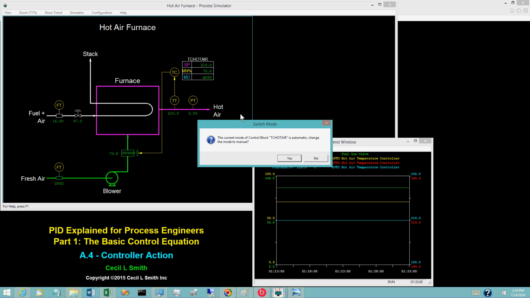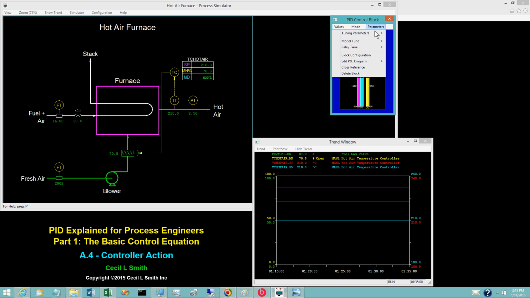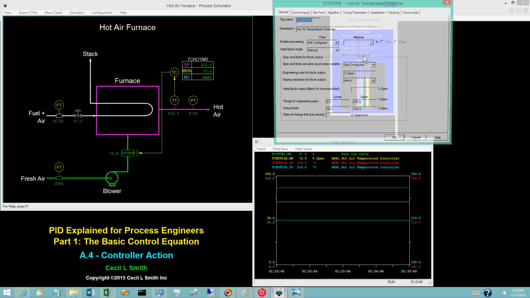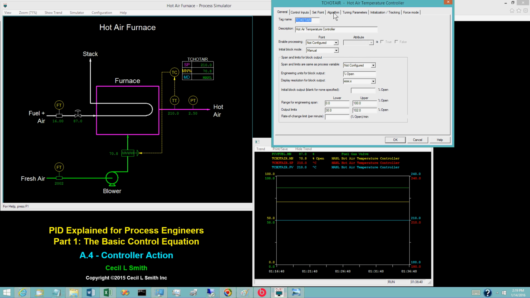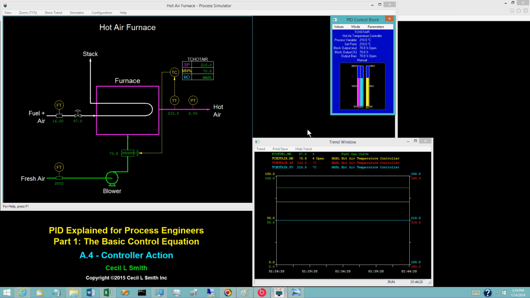Switch the hot air temperature controller to manual. Then open the configuration window. Open the algorithm tab. The controller action is currently specified as direct. Change the controller action to reverse, which is incorrect. Save the change. Switch the controller to auto.